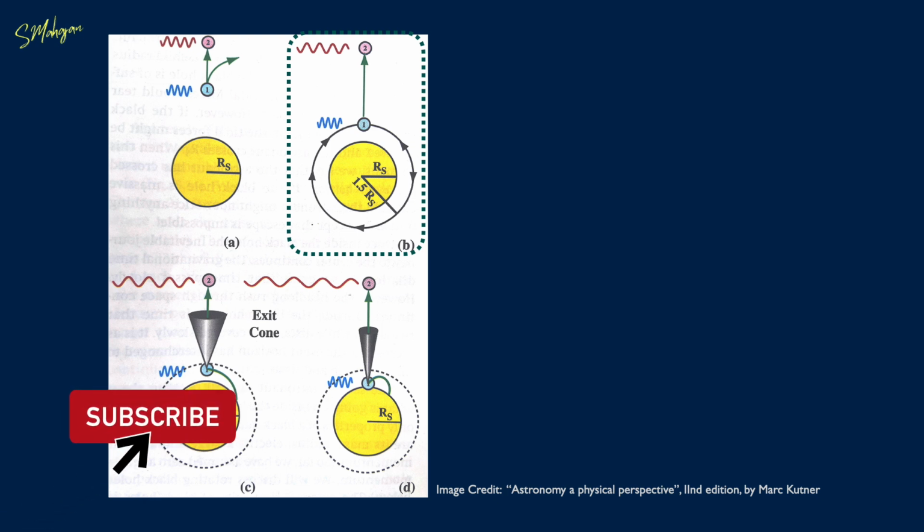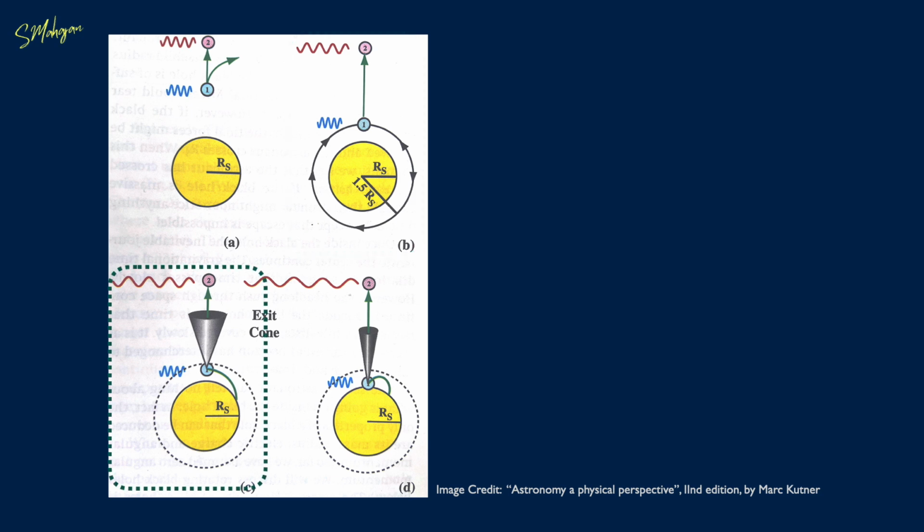As the first astronaut moves closer to the Schwarzschild radius, the exit cone becomes smaller. At a distance equal to 1.5 times the Schwarzschild radius, photons aimed horizontally go into orbit around the black hole. The sphere of orbiting photons is called the photon sphere. This means if you were to look straight out along the horizon, you would actually see the back of your head. The second astronaut never actually sees the first astronaut reach the Schwarzschild radius.